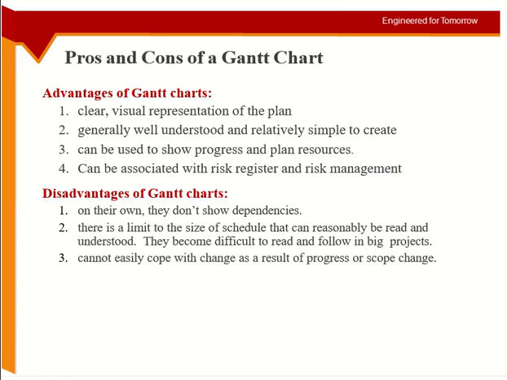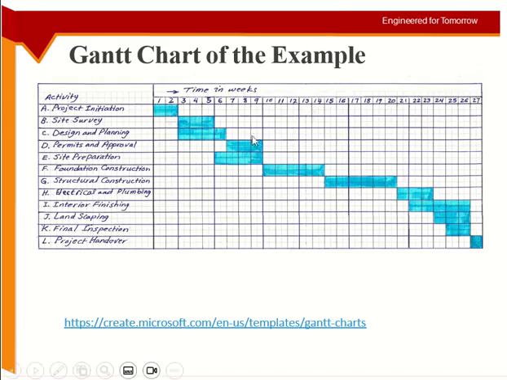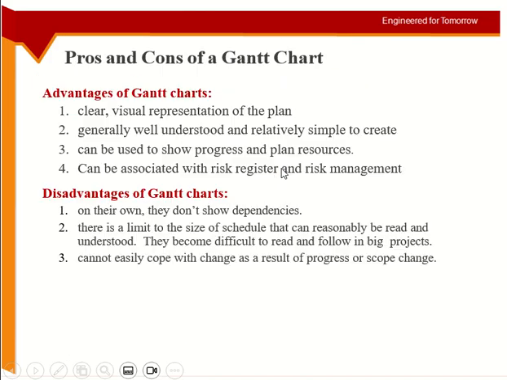If I'm on week 4, then this is my progress, or this should be my progress. Which teams are working? These two teams are working, designer and site survey. Other teams are not doing anything, so it can help you in this. It can also be linked to the risk register and risk management, which we will see later on.